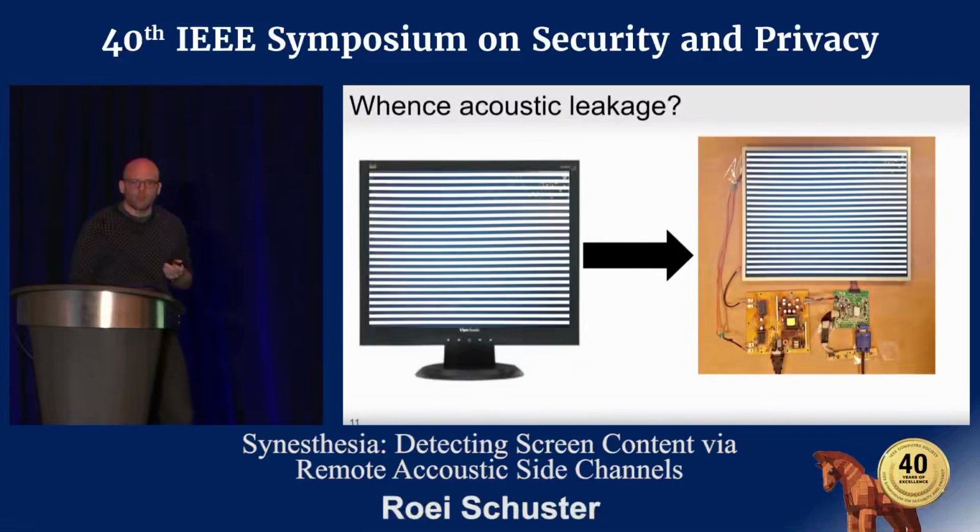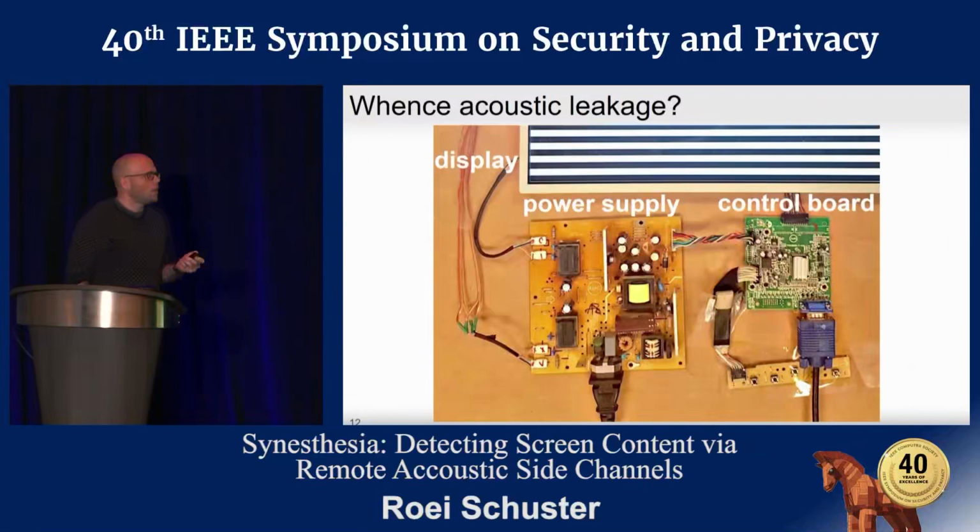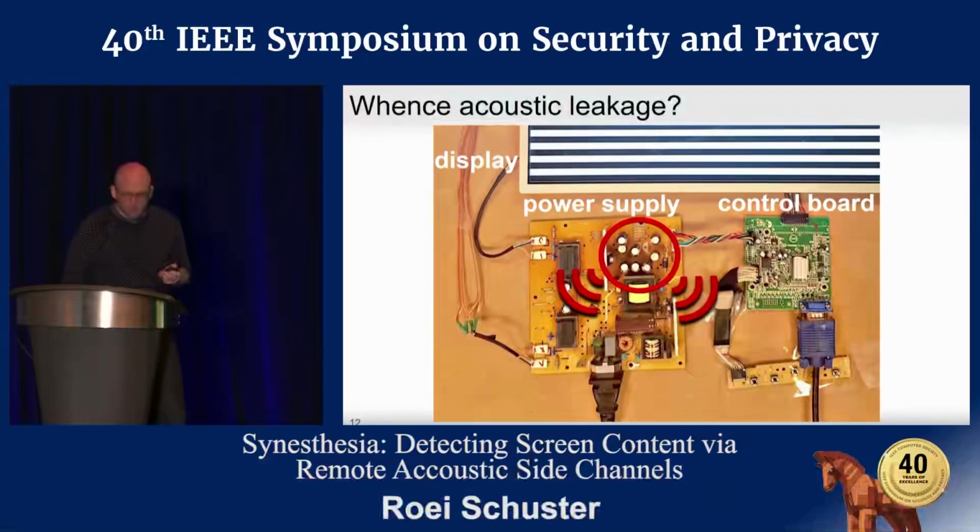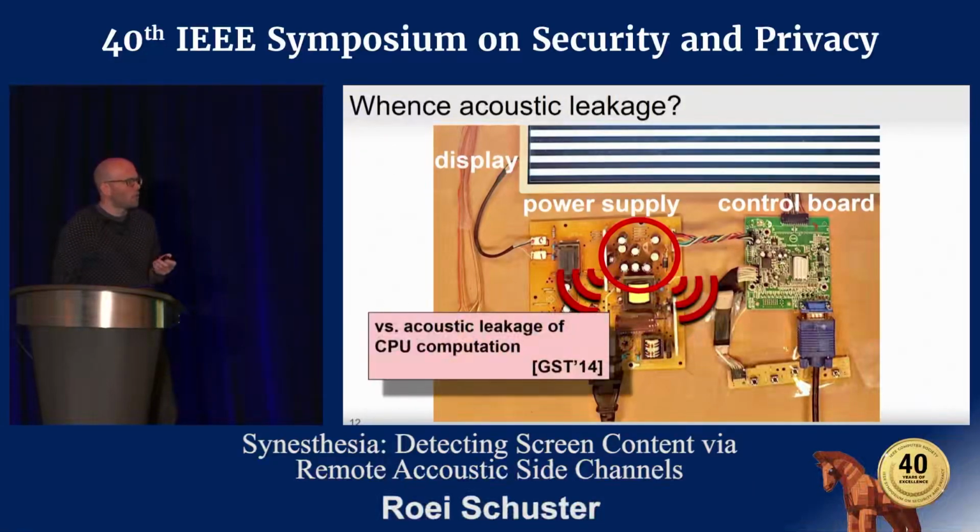And we tried to figure out where this is coming from, and we localized the leak to the screen's power supply. We can conjecture that it stems from different power draw when you render different intensity pixels. And we've seen a similar thing before in our own lab with Genkin et al.'s 2014 acoustic cryptanalysis, but that was for computation, not for visual content.